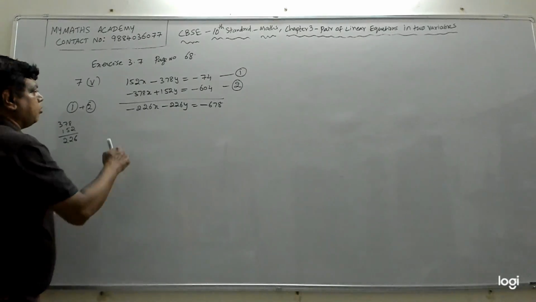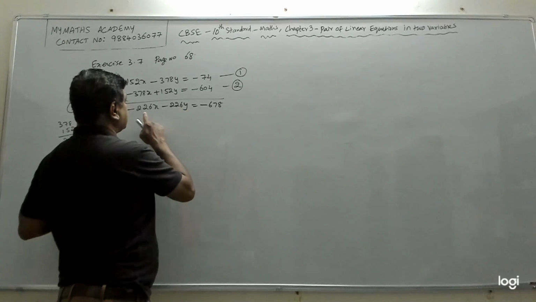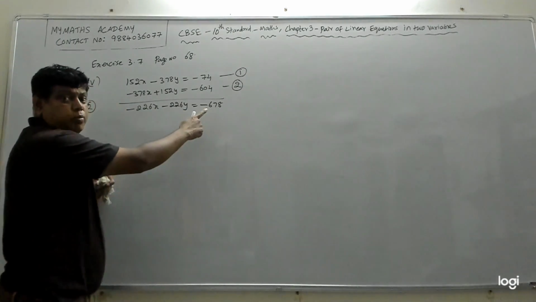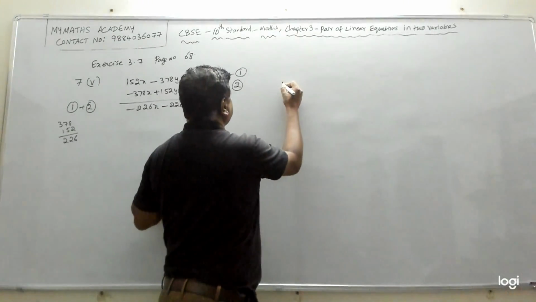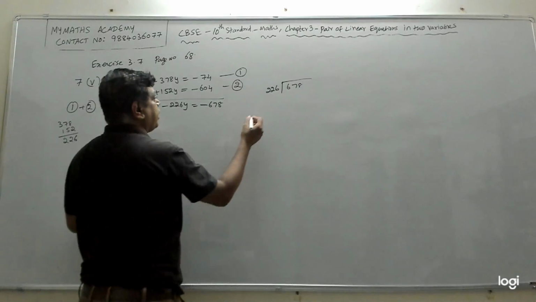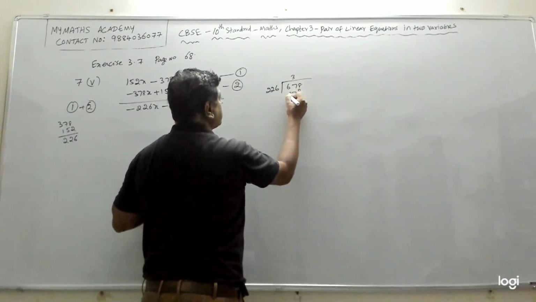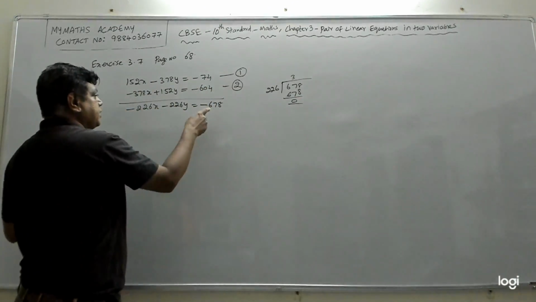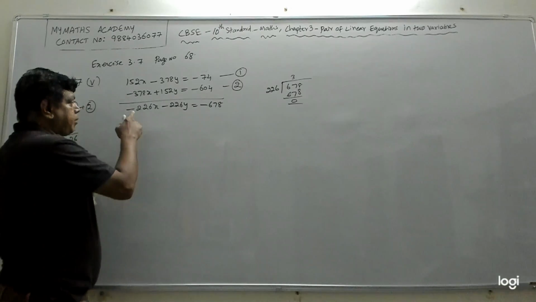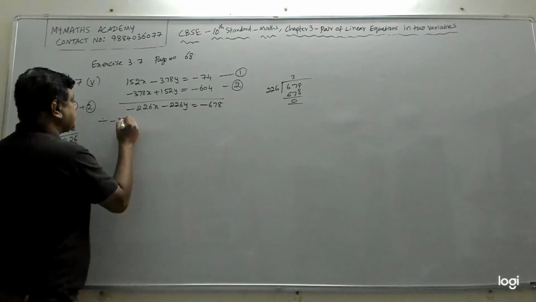Now if you observe, this is 226, this is 226, and 678 is also divisible by 226, because if you divide 678 by 226, you get 3 times. Which means every number is divisible by 226. And also minus is there. So you divide throughout by minus 226.